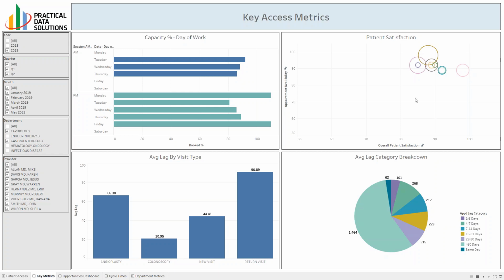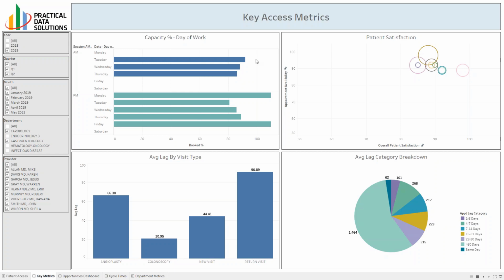So when we come in here, you can see right away capacity percent of day of work, and you can see immediately there's an issue. We're not even offering any availability on Monday mornings or Friday mornings. We're not necessarily filling on Tuesday, Wednesday, Thursday, but what's really interesting is to see that on Monday and Friday in the afternoons, we're at over 100% capacity. Well, what that means is they're booking time that is not available in the template. And so when we see things like that, it makes us question, are we really templating as efficiently as possible?